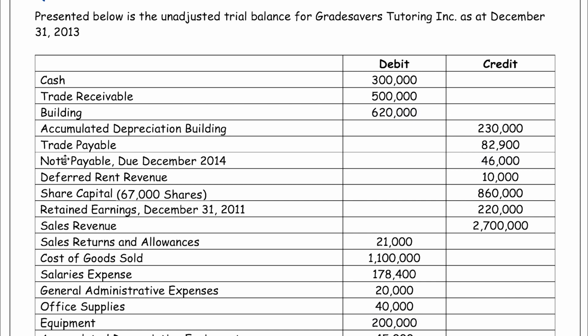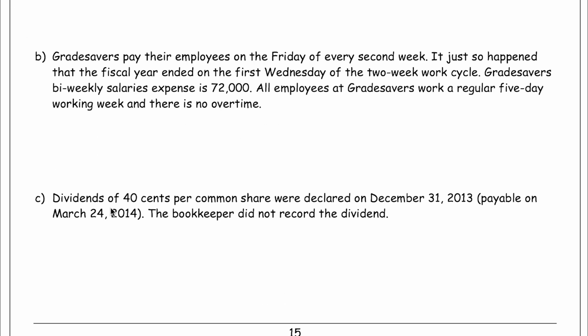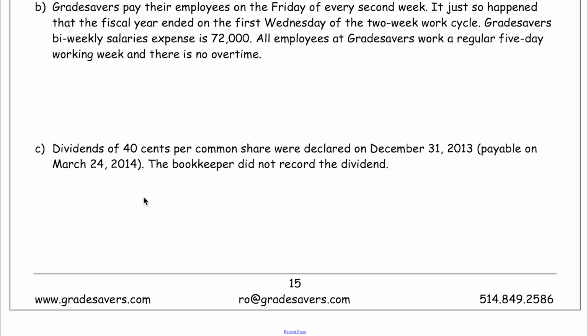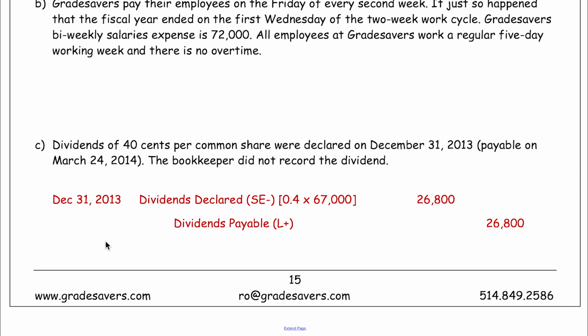And so to calculate the value of the dividend, we're simply going to multiply 67,000 by 40 cents, since the dividend is for 40 cents per share. And so the journal entry now would simply be a debit to dividends declared. It's equity decreasing for 40 cents times 67,000, and we're going to credit dividends payable. Obviously, the debit and the credit is going to be for the same amount, which in this case happens to be $26,800.